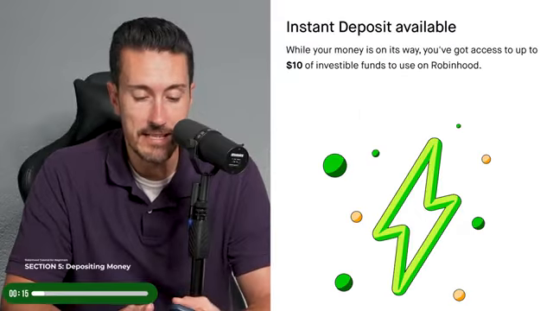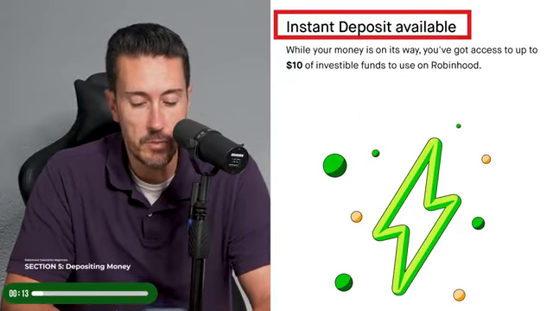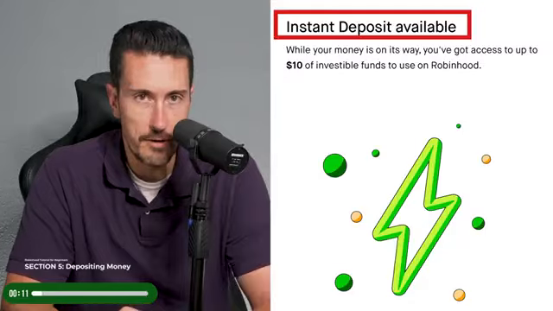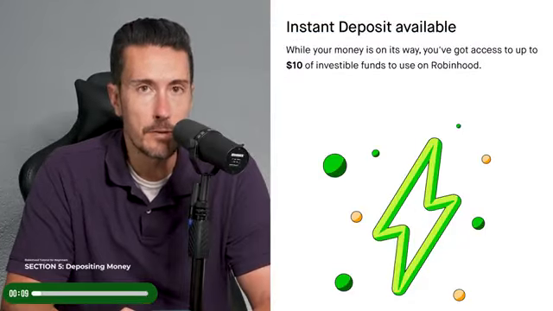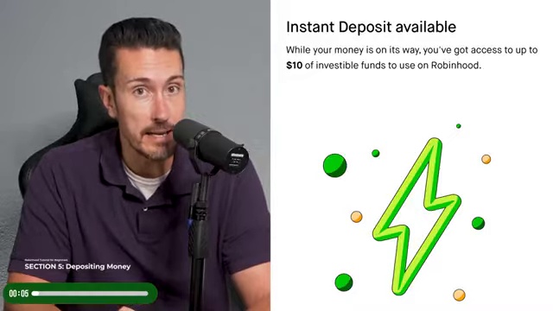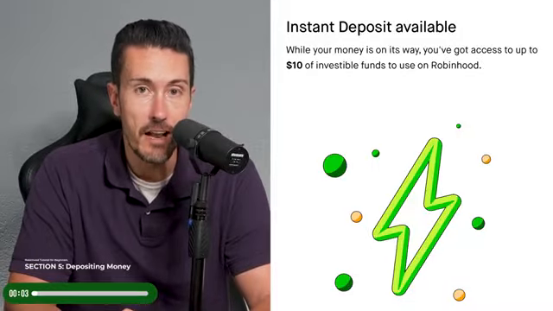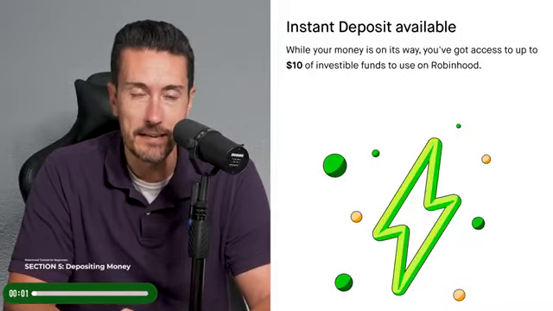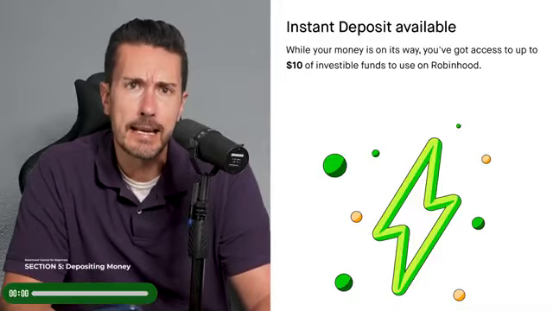And then this happens. The instant deposit is available. This is what's very cool about the Robinhood app. It will immediately allow you to start using that money as long as you're verified and everything's good with your bank account. That means that additional $10 is ready to trade immediately, or whatever you deposited at that time.